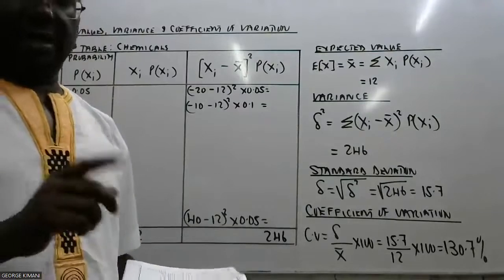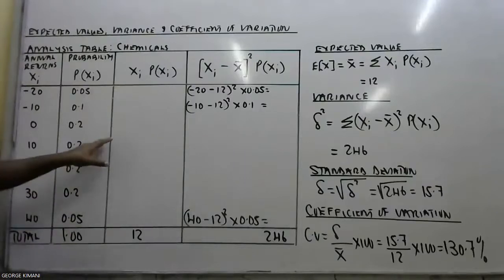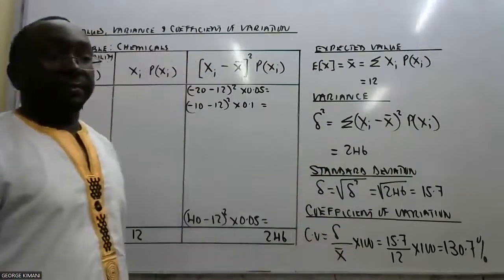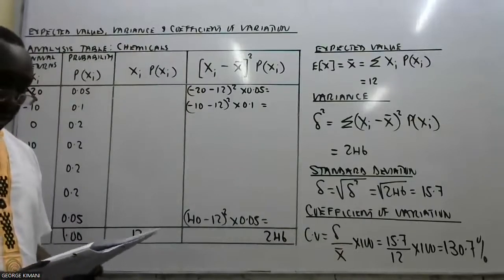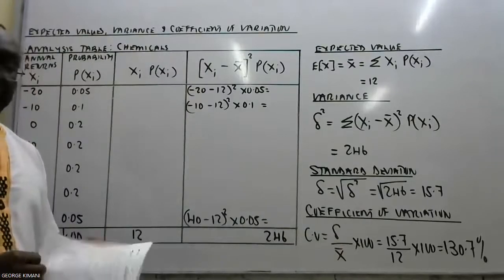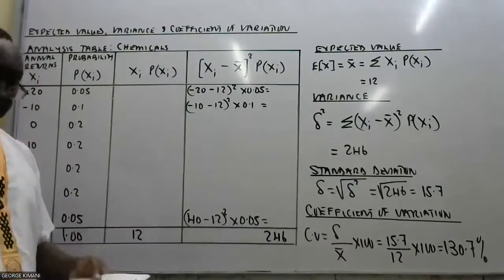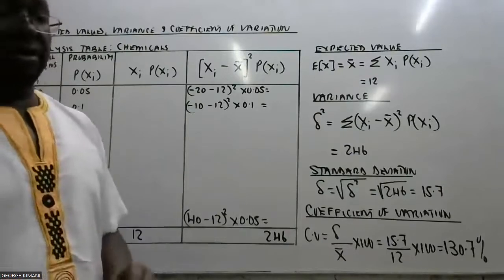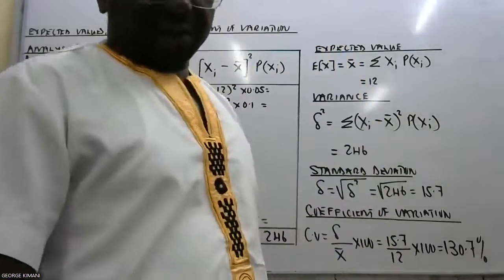So I suggest that on your own, you do a similar table like this one for the brewers, and you compute at this point. Then, in the past papers, you can look at November 2015, question number five. That would be good.